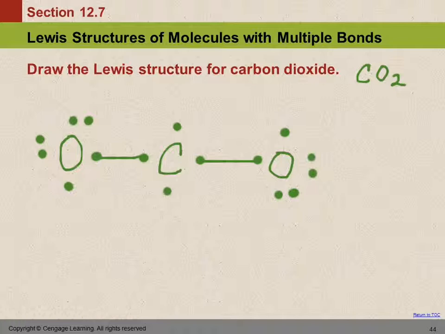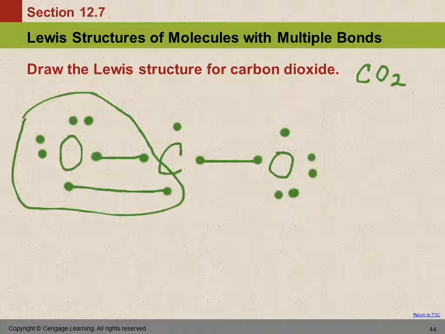How about if we shared more? There's this electron over here and this one over there. What if they shared those 2? Now oxygen has 8, doesn't it? Because all the electrons that are shared get counted by both atoms.